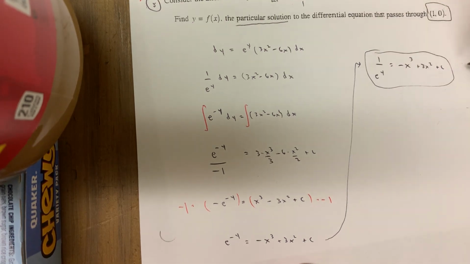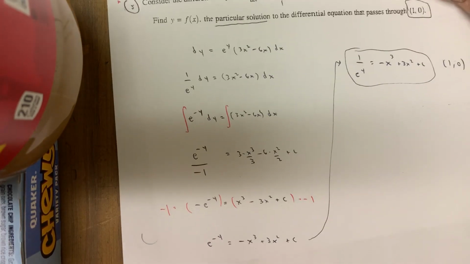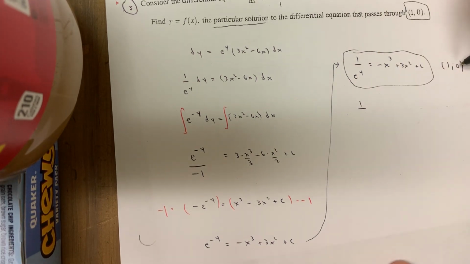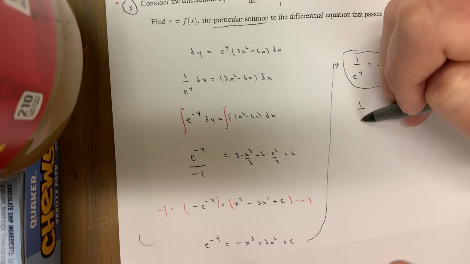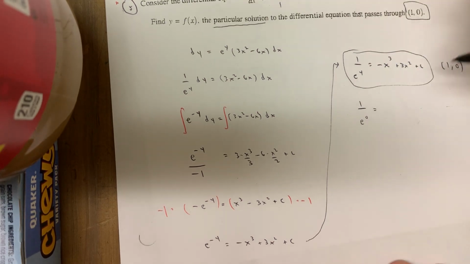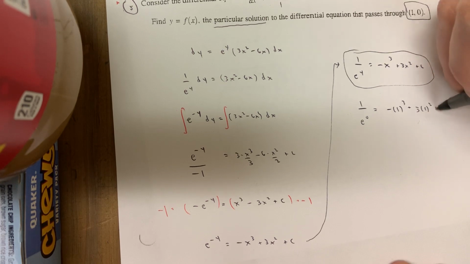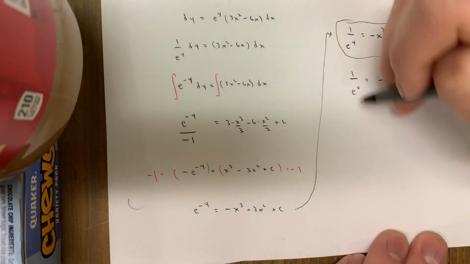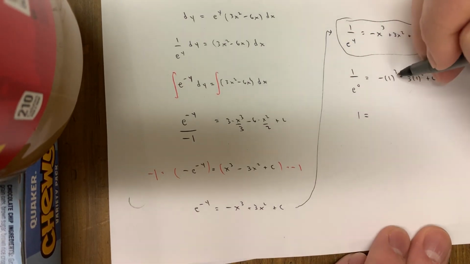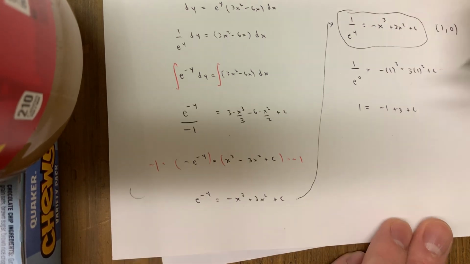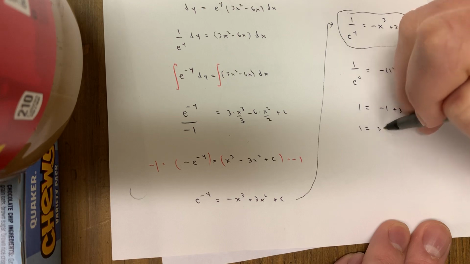1 comma 0 is my initial condition. So now I plug in, just don't flub up plugging in y and x. I know y is 0, so 1 over e to the 0 is equal to, x is 1, so negative 1 cubed plus 3 times 1 squared plus c. E to the 0 is 1, so 1 over 1 is equal to 1, equal to negative 1 plus 3 plus c. So that gives us 1 equals 2 plus c.